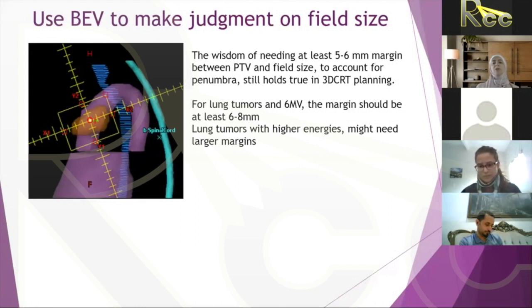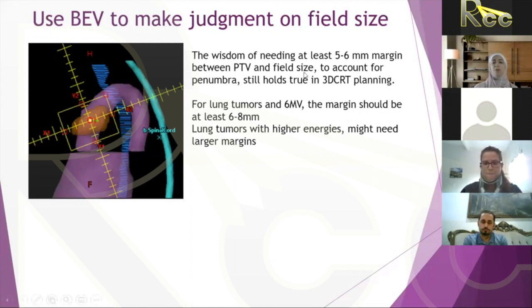This information you get from the beam profile. And the physicist should already have measured this data for the commissioning of the planning system. And remember what you measure in a water phantom. So if you have a penumbra of like 3 or 4 millimeter from your beam profile, but if you're radiating lung, you need to increase it.